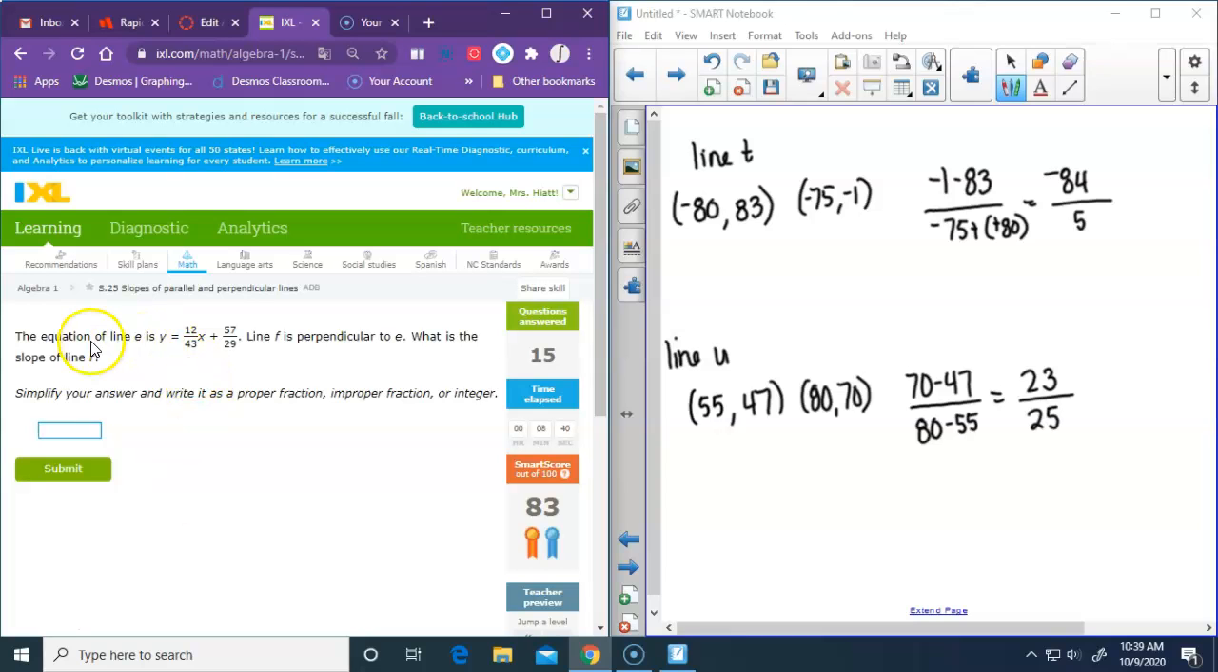Okay. You're going to get some questions that look like this. They give the equation of line E. F is perpendicular. What is the slope of F? Make sure you're only looking at the slope here. If this slope is 12 over 43, then you would have negative 43 over 12 as your slope. Don't let that fractional y-intercept throw you off.